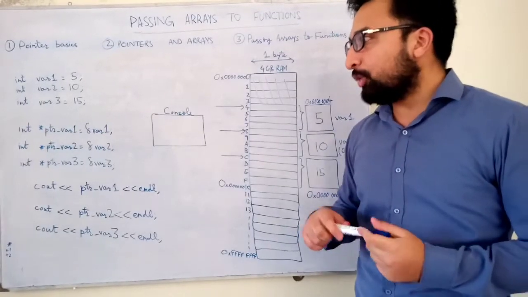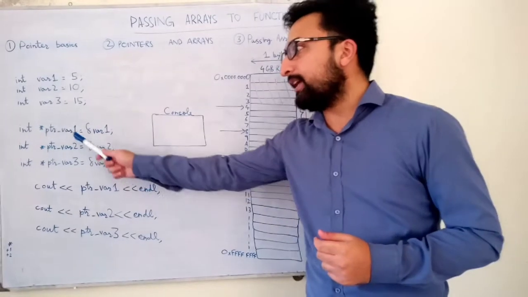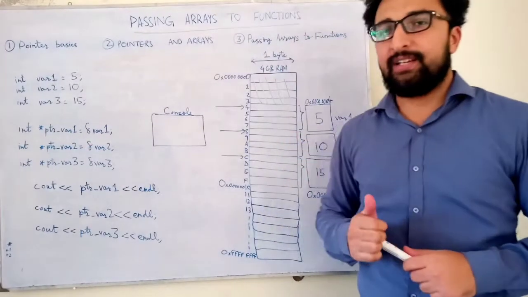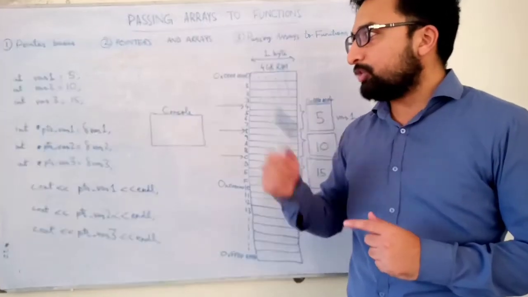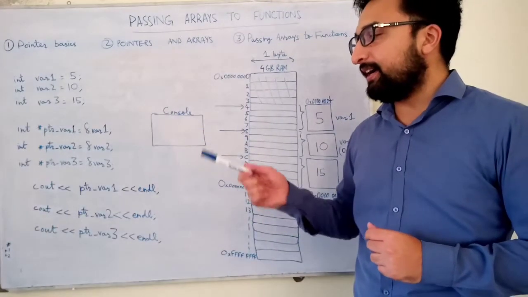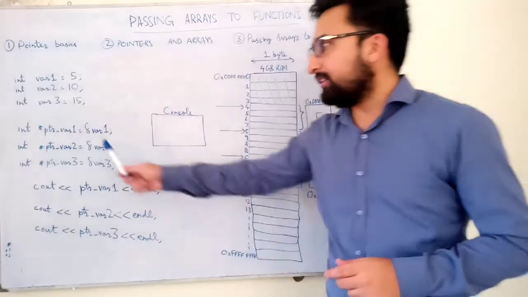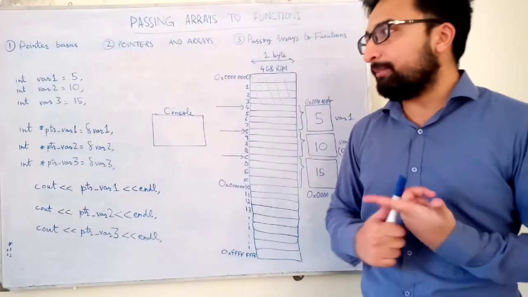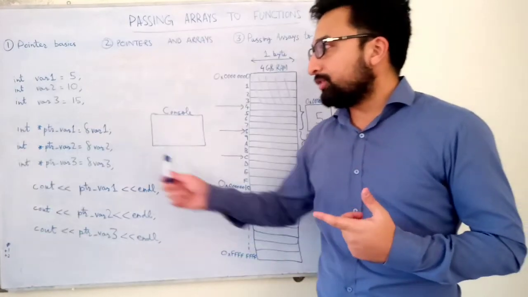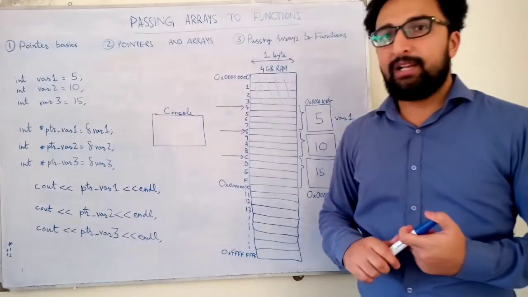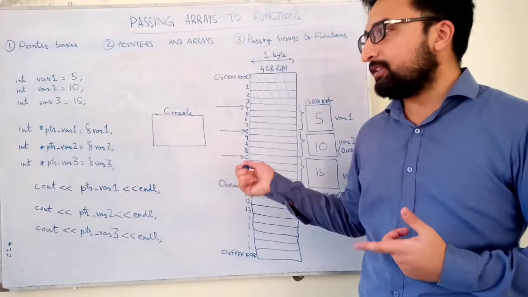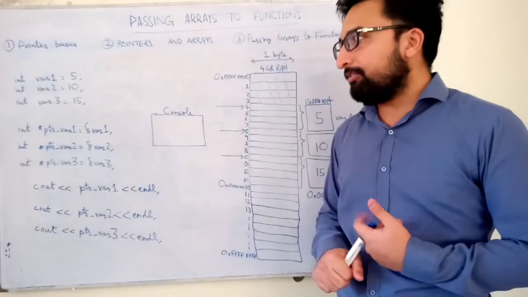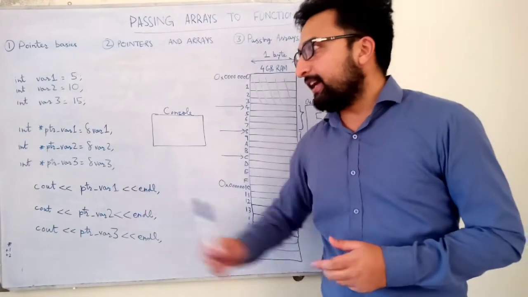Now we are storing the addresses of those variables into the pointers, into separate pointers. Each pointer basically is associated with a single variable. The pointer variable ptrvr1 is basically associated with the variable vr1 in this example. Similarly, ptrvr2 is basically associated with vr2, and ptrvr3 is associated with vr3.